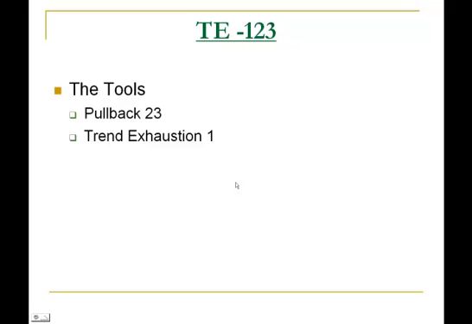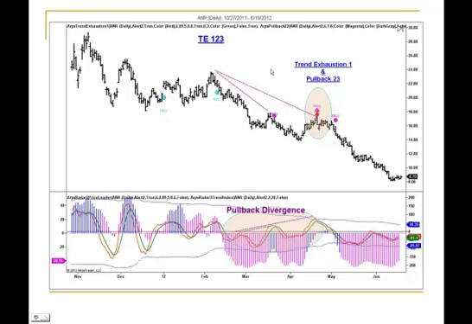Okay, now we have another trade that is even more exciting to me, and it combines the signal dots from the last two tools that I just showed you. It uses the pullback 23 in combination with the trend exhaustion 1, and I call this trade the trend exhaustion 123. Now, what is trend exhaustion 123? Well, it's the rare occasion when you get a pullback 23 and an overbought or oversold signal on the same bar, or just one or two bars apart.